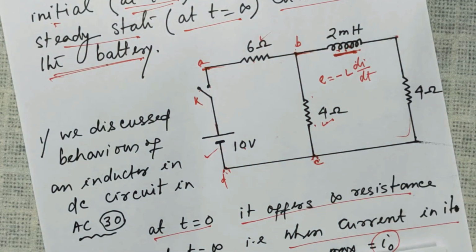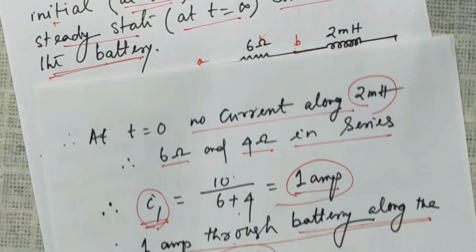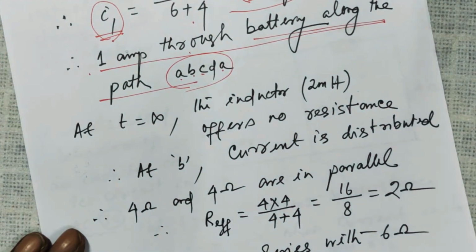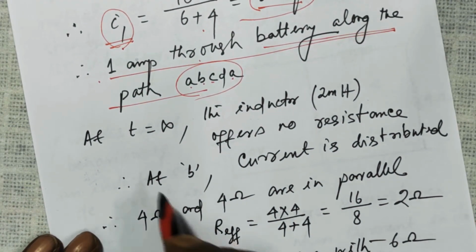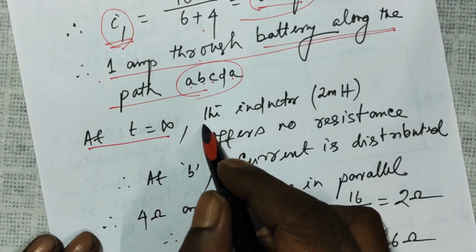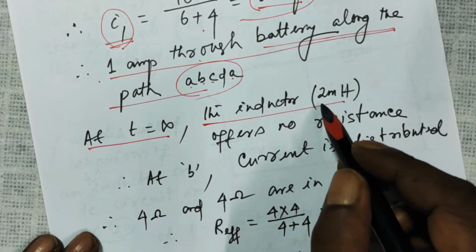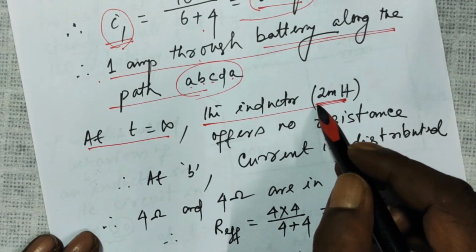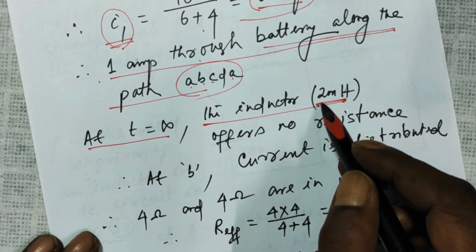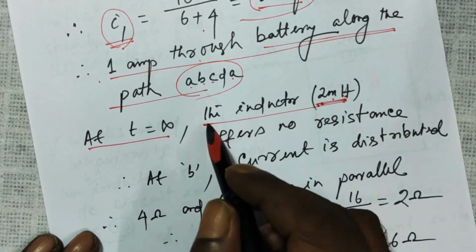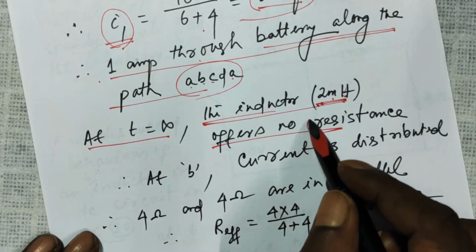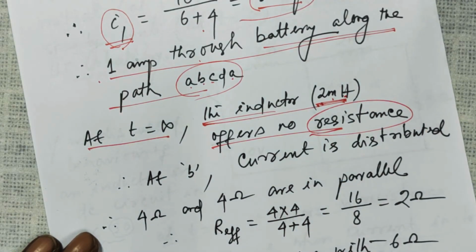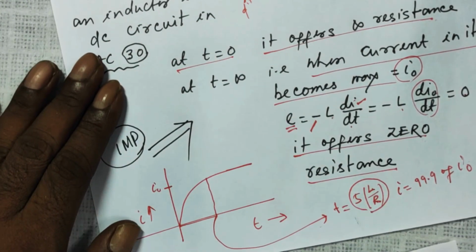Right. Now let us come to t is equal to infinite. At t is equal to infinite, the inductor, this value does not matter. If it is 5, it is okay. It is 2, it is okay. It is 3 millihenry, it is okay. The inductor offers no resistance. Why? I explained to you.